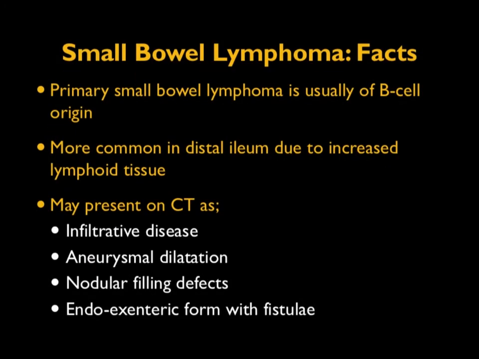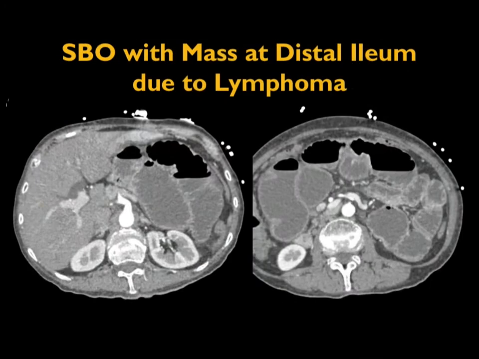And when we talk about them in terms of the CT appearance, it's variable. Infiltration, aneurysmal dilatation, nodular filling defects, endoexoenteric form with fistulae are very, very classic. If you look at presentation, often the presentations will be variable.